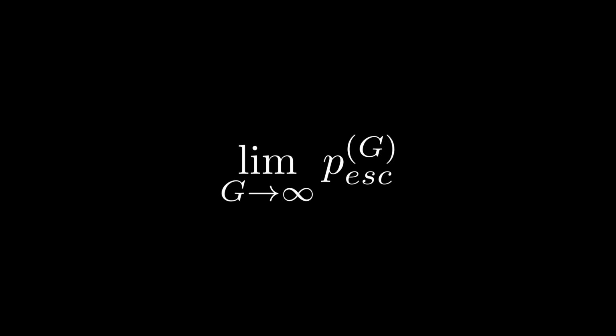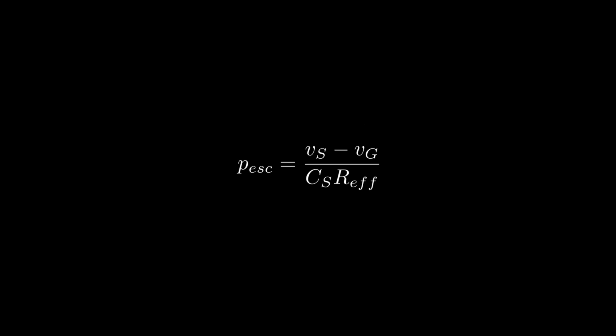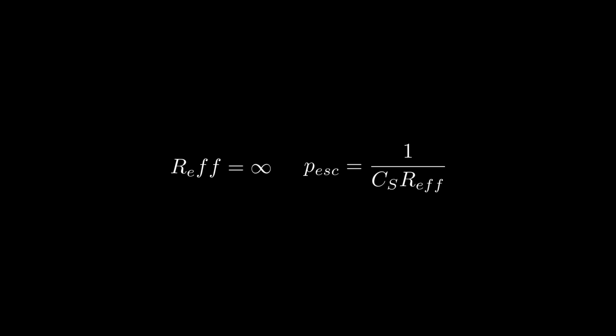In such a situation, let's see what that means in terms of our calculation of P-escape. If we expand out the current using Ohm's law, we'll see that our P-escape becomes inversely dependent on the effective resistance of the whole graph. If our graph's effective resistance is infinite, then our P-escape will be 0, and we will have probability 1 of returning to our starting point if we wander long enough. However, if it works out that our graph's effective resistance is finite, then we have a non-zero value for P-escape, meaning we have a chance of being free.